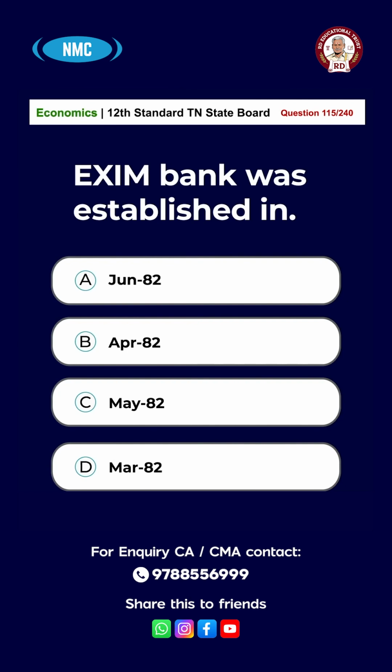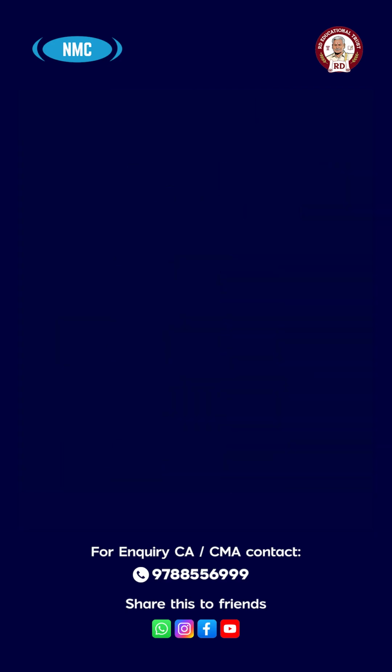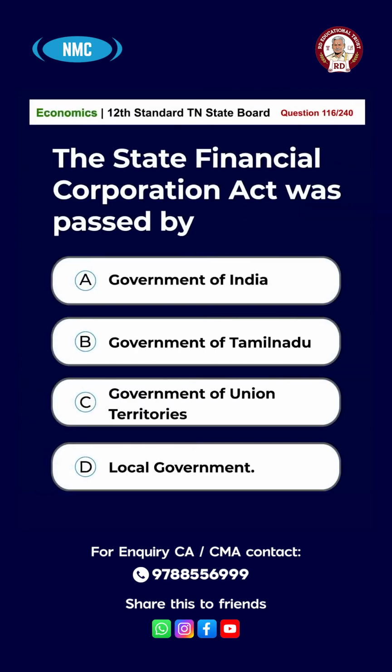Question number 115. Exim Bank was established in A. June 82, B. April 82, C. May 82, D. March 82. The answer is option D. March 82.